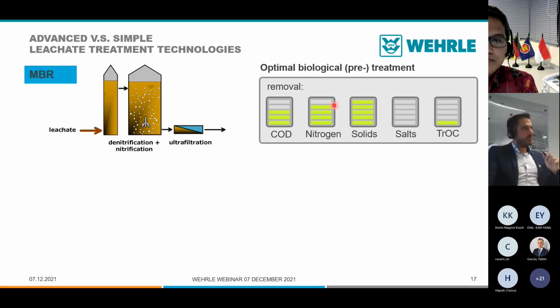It completely removes and keeps back all solids. Therefore, the effluent is completely TSS-free. A membrane bioreactor unit, the biomembran, does not treat or keep back salts. So if you have salts inside your leachate, they will also come out here. This is an important thing. And we have a relatively low removal of TOC.